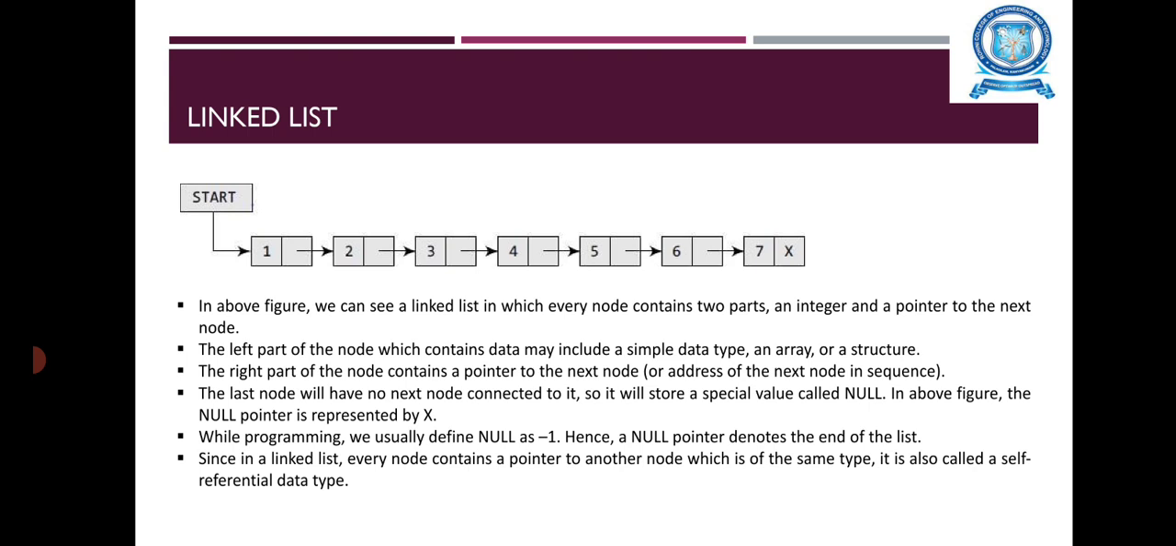The last node will have no next node connected to it, so it will store a special value called null. In the above figure, the null pointer is represented by using x. While programming, we usually define null as -1. Hence, a null pointer denotes the end of the list. Since every node in a linked list contains a pointer to another node of the same type, it is also called a self-referential data type.